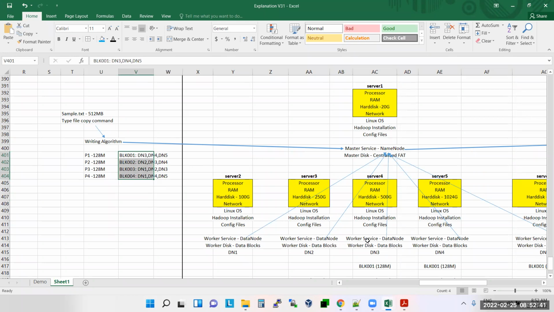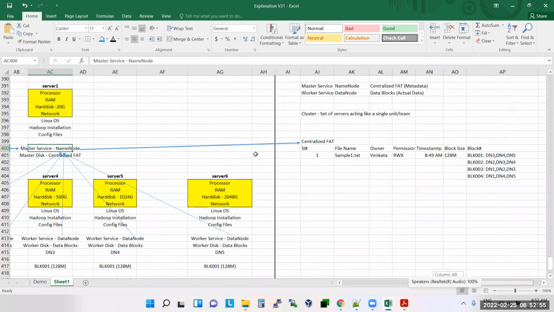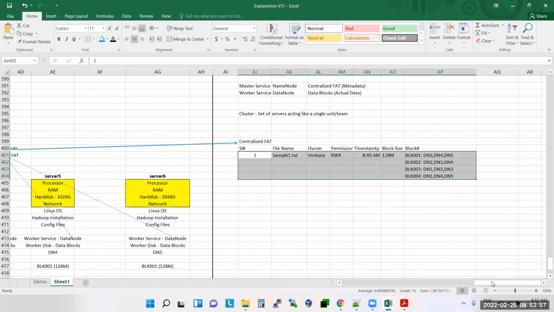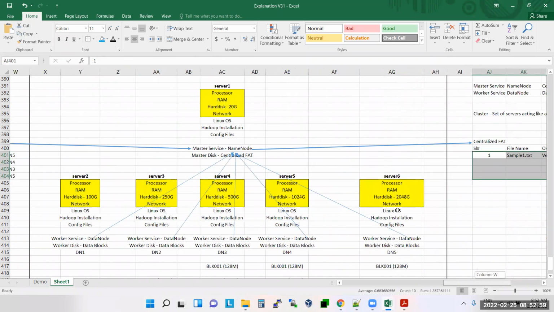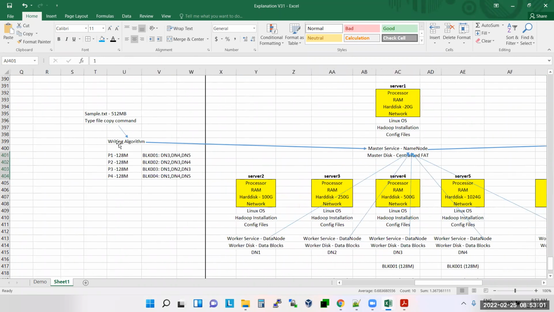It copies the data blocks with the help of data nodes into the respective hard disks. Then it confirms to the name node service, "Hey, name node service, my work is done." Now the name node service will update the metadata in the metadata file. This is the metadata file, the centralized fact file. Once done, the writing algorithm will be closed. So this is how it will work.